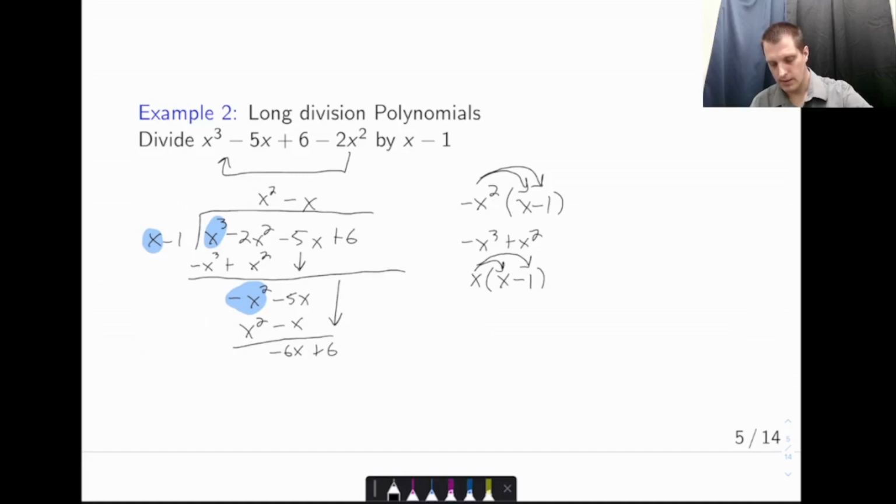And we do it one last time. So here we're going to get x going into negative 6x, negative 6 times. So we'll have a 6 times x minus 1, which is a 6x minus 6. Oh, cool. Everything cancels out. There is our answer.